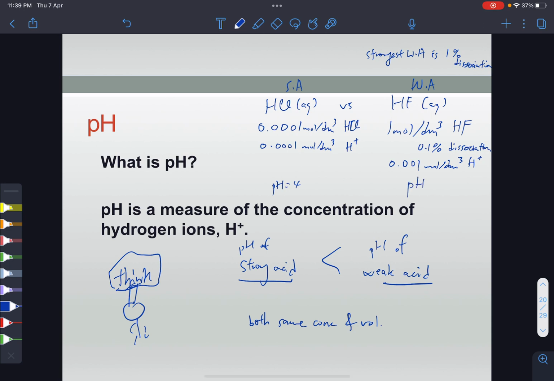So can a weak acid have a lower pH than a strong acid? Possible, if you intentionally play around with the numbers. So the pH is never the most accurate gauge of which is a strong acid and which is a weak acid. And in case you didn't notice, I don't like to use the word stronger acid. Stronger acid is very vague.